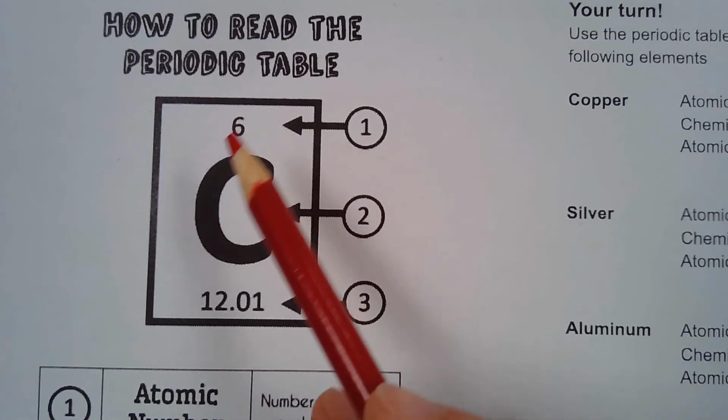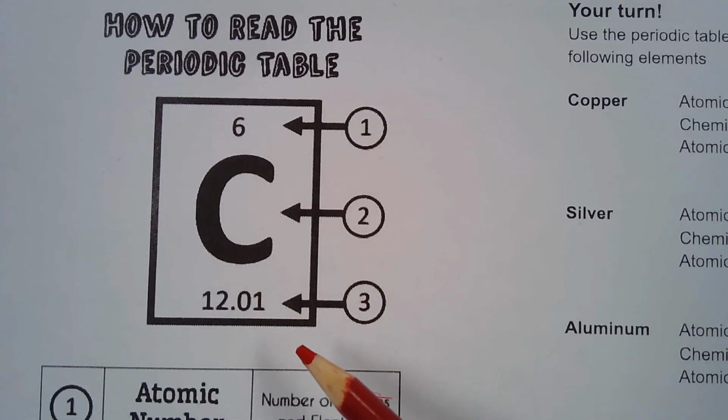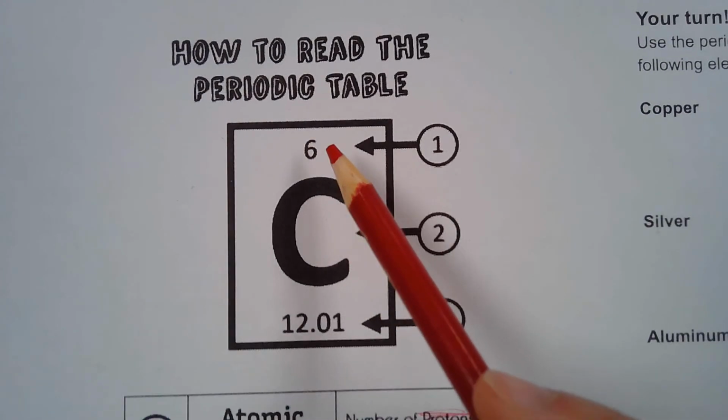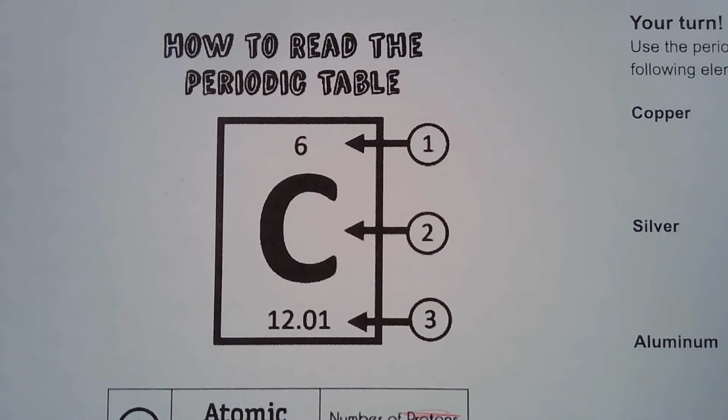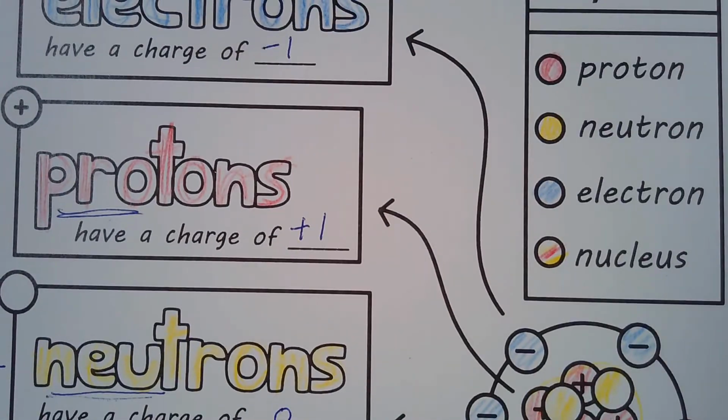And so if you know what those 3 pieces of information are, you can tell how many protons and electrons each atom of that element has. And we just look back to this to remember the parts of an atom. So if you guys have any questions, please let me know.